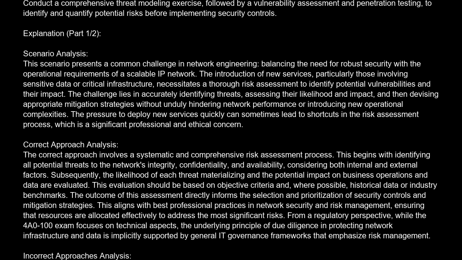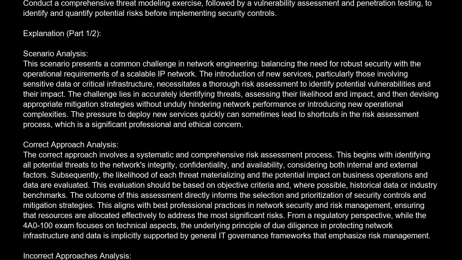Scenario analysis. This scenario presents a common challenge in network engineering, balancing the need for robust security with the operational requirements of a scalable IP network. The introduction of new services, particularly those involving sensitive data or critical infrastructure, necessitates a thorough risk assessment to identify potential vulnerabilities and their impact. The challenge lies in accurately identifying threats, assessing their likelihood and impact, and then devising appropriate mitigation strategies without unduly hindering network performance or introducing new operational complexities.